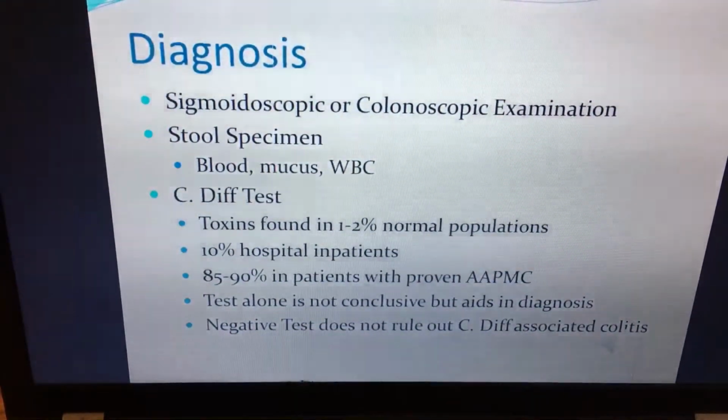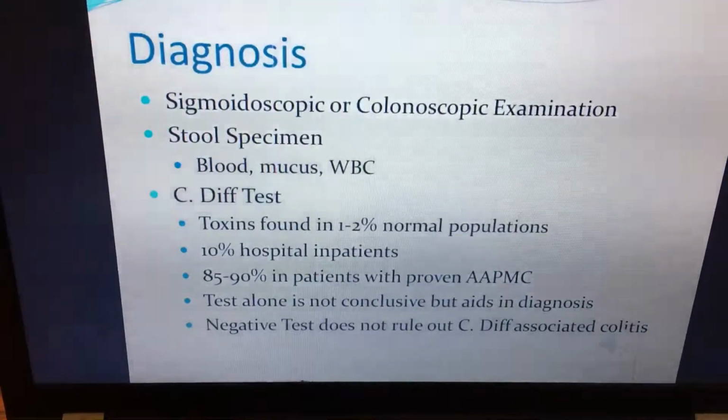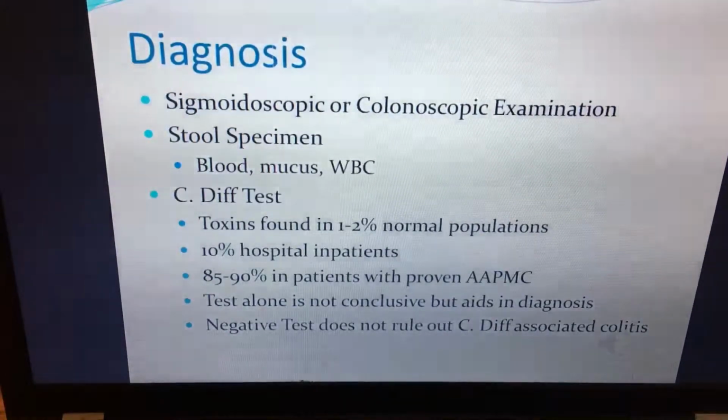Diagnosis is through a sigmoidoscopic or colonoscopic examination, and a stool specimen containing blood, mucus, or white blood cells. There's also a CD test to check for antigens. Toxins are found in 1 to 2% of normal populations, 10% of hospital inpatients, and 85 to 90% in patients with proven AAPMC. However, the test alone is not conclusive, but it aids in diagnosis. A negative test does not rule out C. diff associated colitis, so remember that.